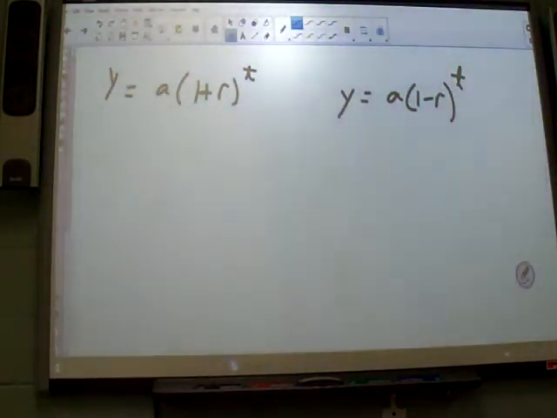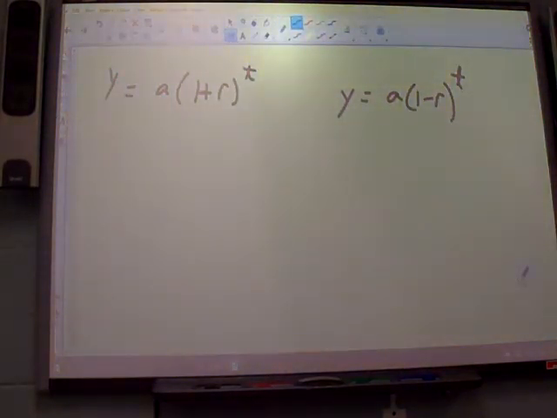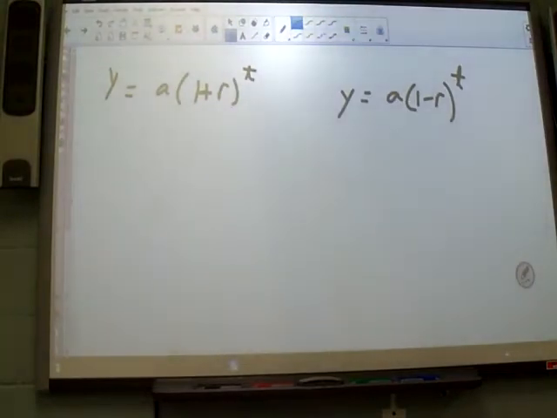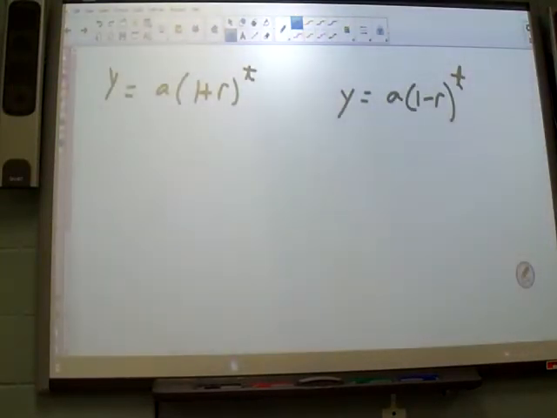Okay, look at these two things. I've got on the left y equals a times 1 plus r to the t power. Then on the right, y equals a times 1 minus r to the t power.